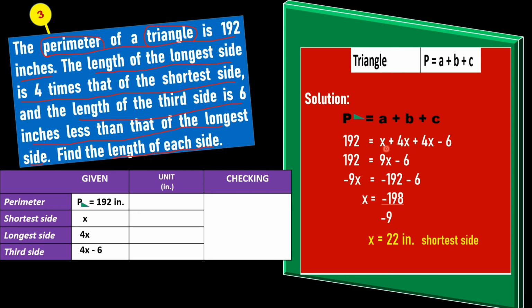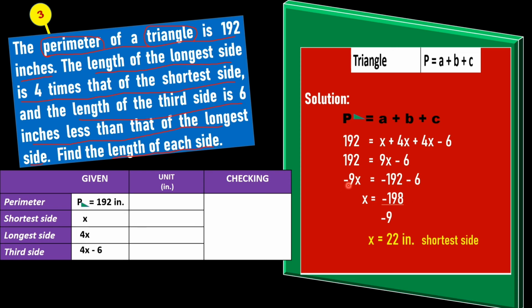Combine lang ang mga variables, x plus 4x plus x is equal to 9x minus 6. And then transpose 9x to the left side, it becomes negative 9x. 192 to the right side becomes negative 192. Negative 192, negative 6 is equal to negative 198.